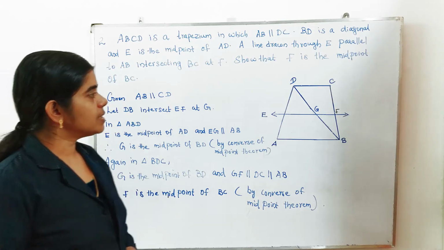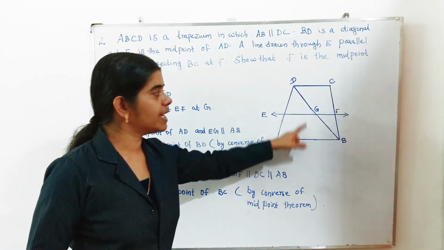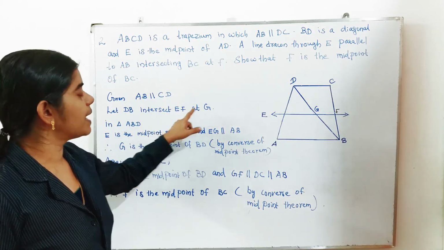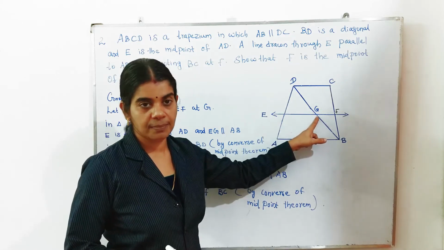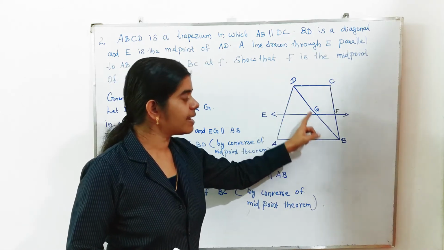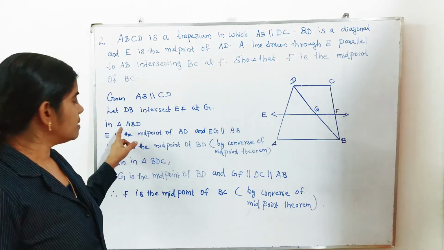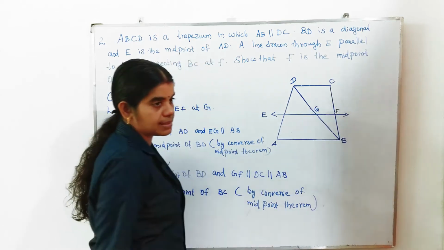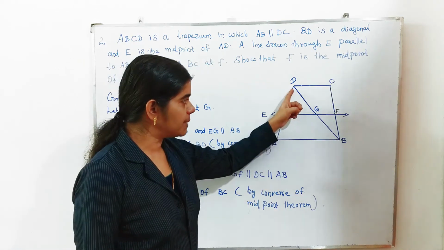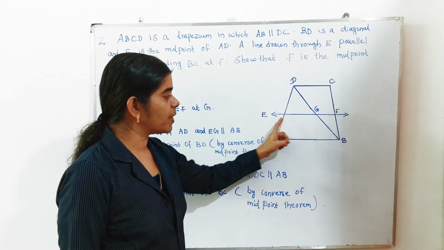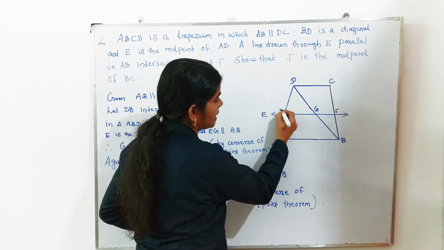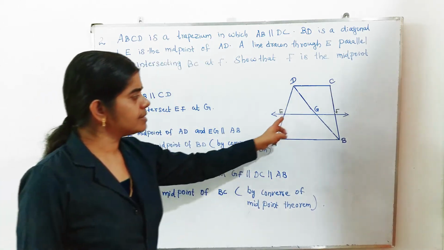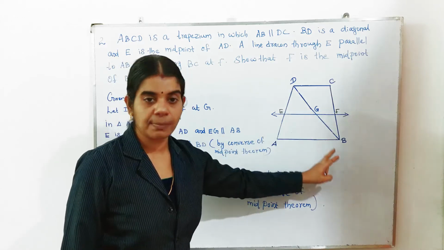Given that it is a trapezium, AB is already given parallel to CD. Then let BD intersect EF at G. This point we are marking as G, because EF is intersecting BD at G. Drawing this diagonal, we get two triangles. We are taking the first triangle ABD. E is already given as the midpoint of AD, and the line we are drawing is parallel to AB.